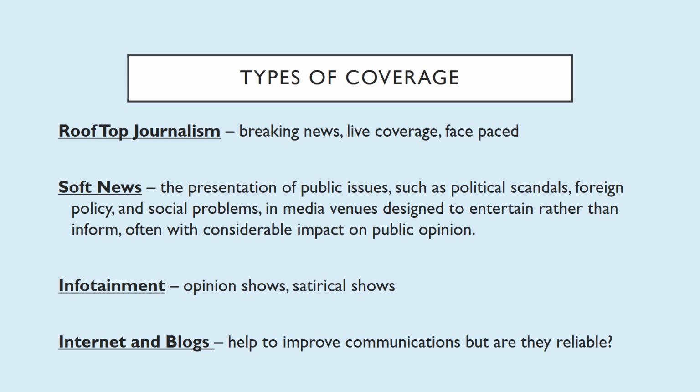And so we see the internet and blogs help to improve communications. We see it playing a key role in foreign policy stories. Twitter was very influential in the Arab Spring uprising in Egypt, for example. But the reliability of the information from these news sources is still questionable. Yet it's sort of changing the way that the media and journalism is being done.